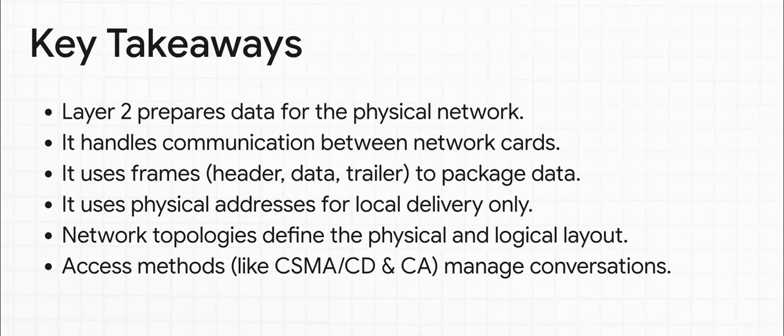So, to sum it all up, what are the big things to remember? Layer 2 gets data ready for the physical network. It's all about that direct communication between network cards. It packages everything up neatly into frames, and it uses those physical MAC addresses for local delivery only. And on top of all that, it follows the map laid out by the topology and the rules of the road set by the access method.